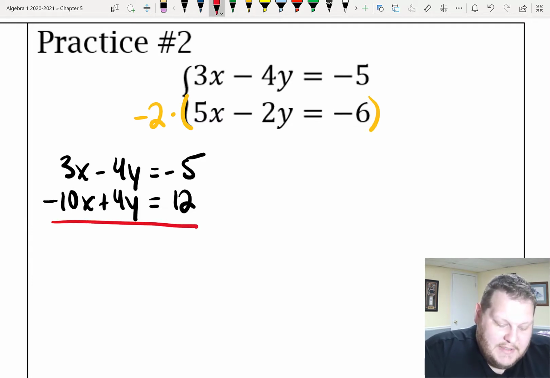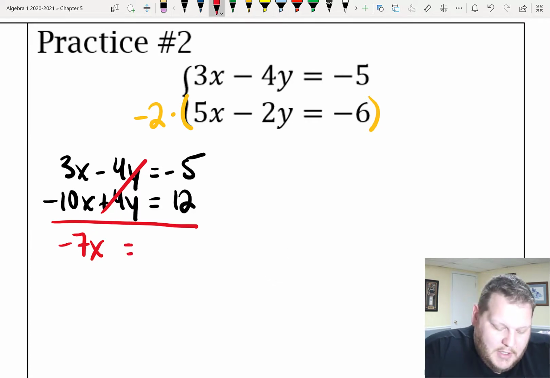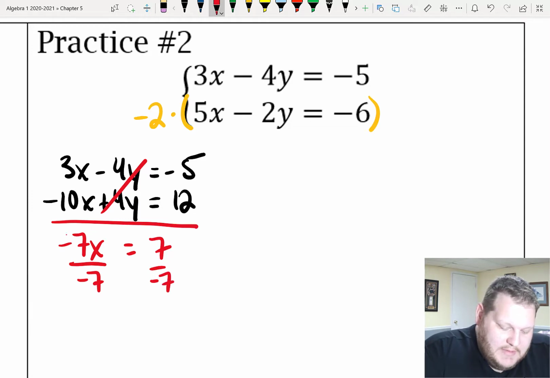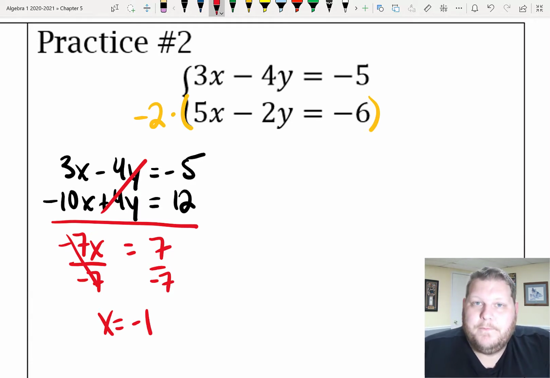Negative 10 and positive 3 is a negative 7x. My y's cancel out, one positive, one negative, 4. And then my number over here, negative 5 and positive 12, is a positive 7. So once you get that setup done, we can see that x equals negative 1. That's my solution for that first one.